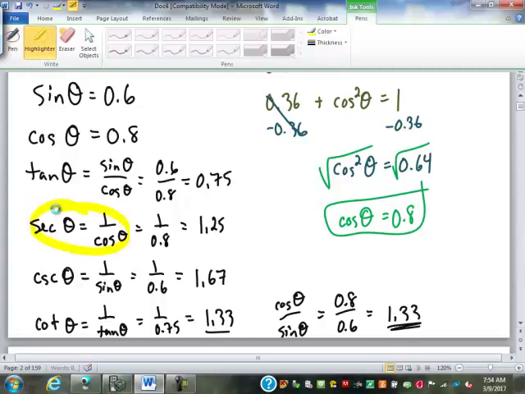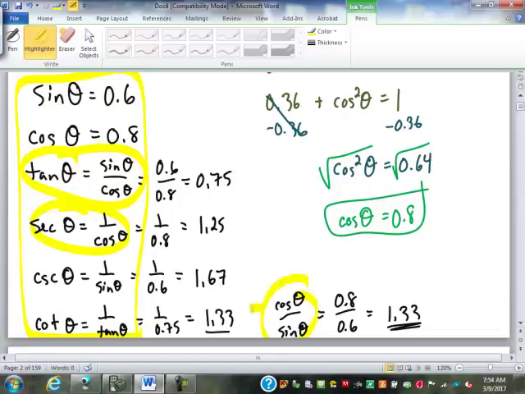Secant is 1 over the cosine. And tangent is sine over cosine. So this list right here, along with this one for cotangent. So cosecant is 1 over sine. Cotangent is either 1 over tangent or cosine over sine. So in many cases, if you know one trig function, you can find all of them. If you know 2 trig functions, you can almost always find all of them.